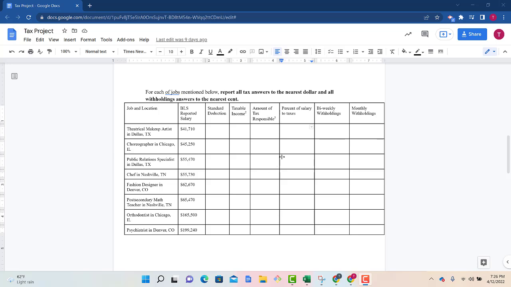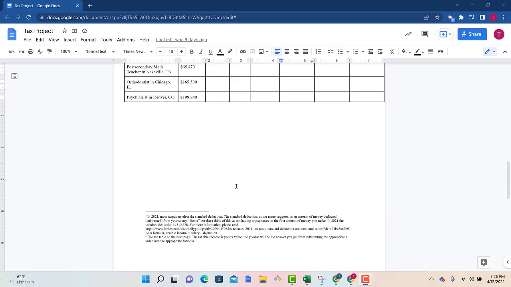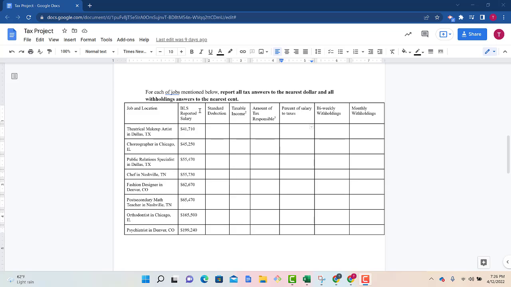Hey, y'all, part two is a little more straightforward. Don't overthink this. Most of the information for this second table is in the footnotes right here. Again, we have our job titles, we have our reported salary.